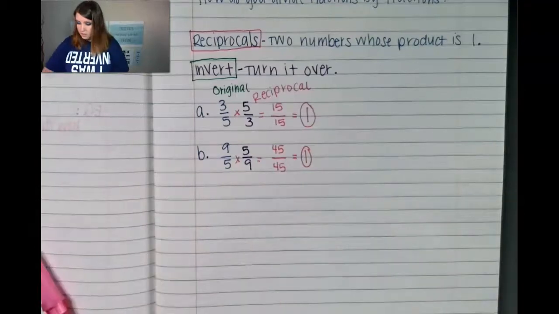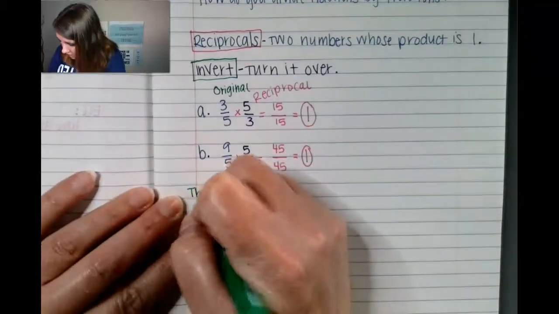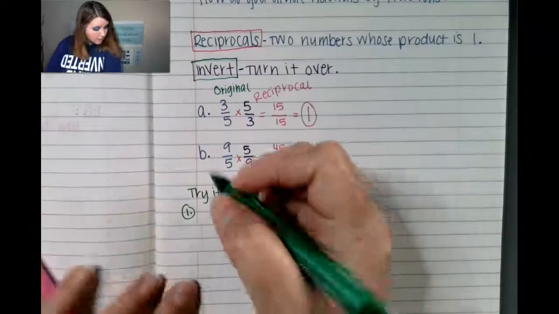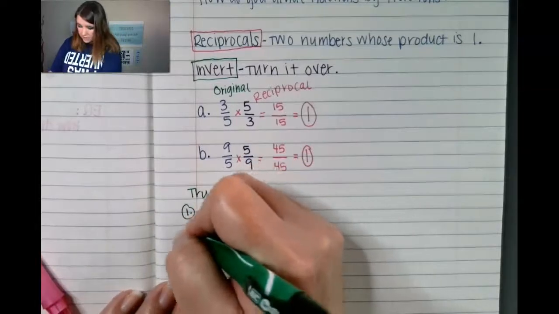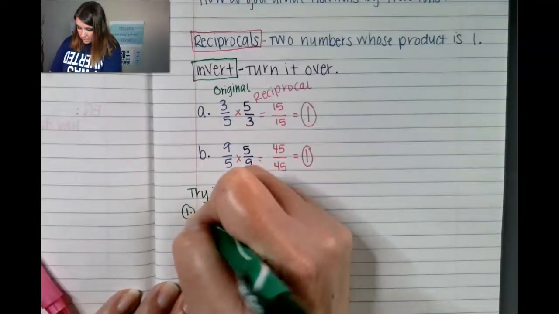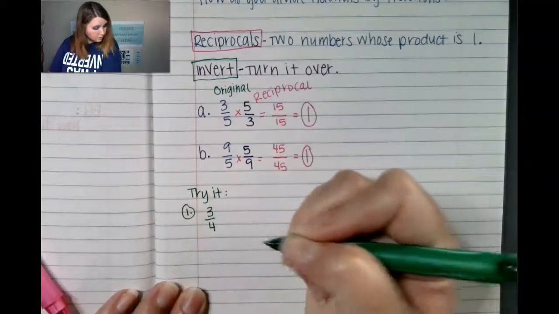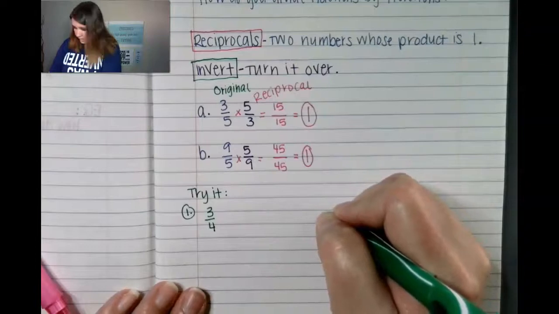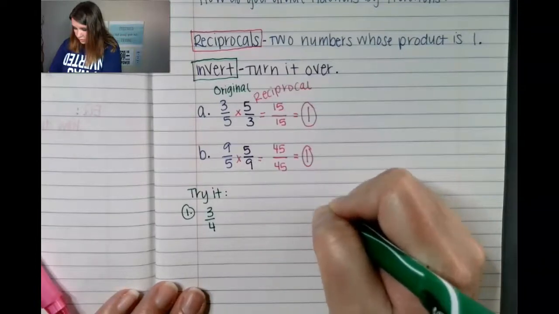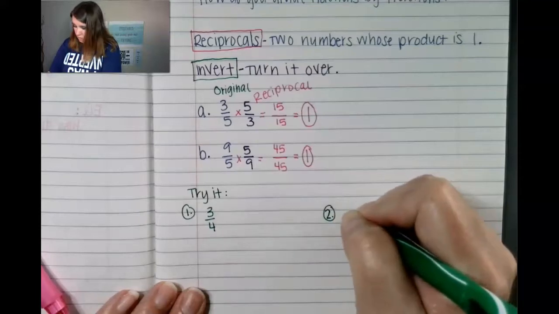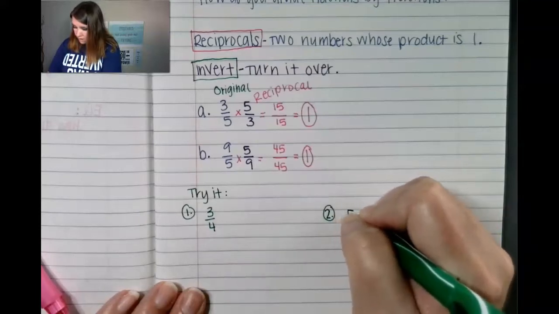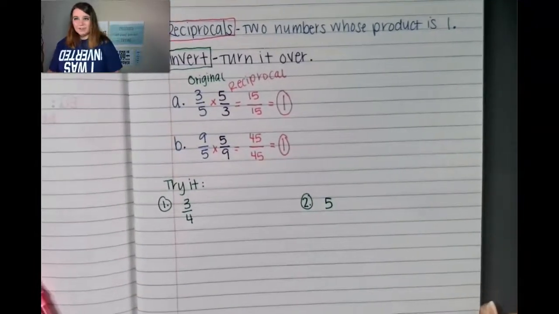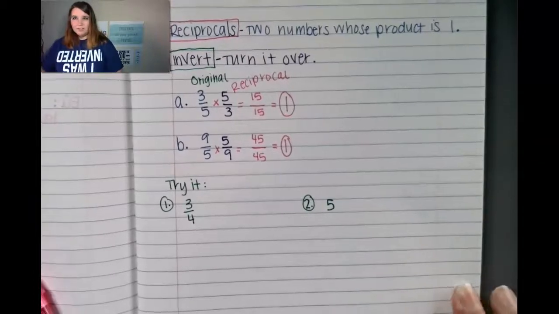Okay, it's your turn. I want you to do some try-its. Let's do 2 try-its. Go ahead, do these. Make sure that you pause the video so that you can check your work. See if these are reciprocals. Do these have reciprocals? So 3/4 and do number 2. How would I find a reciprocal of 5? That one's kind of tricky because I didn't show you that one. So go ahead and check yourself. See if you can do this one without me helping you.